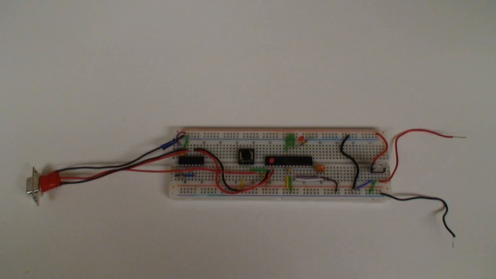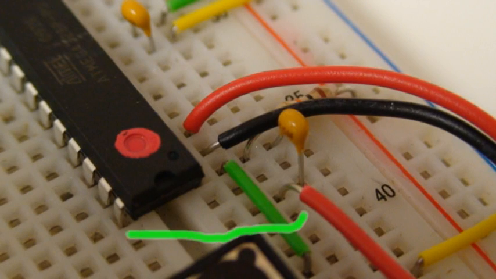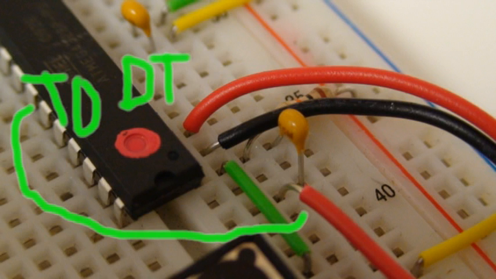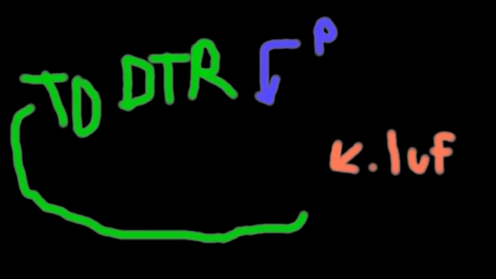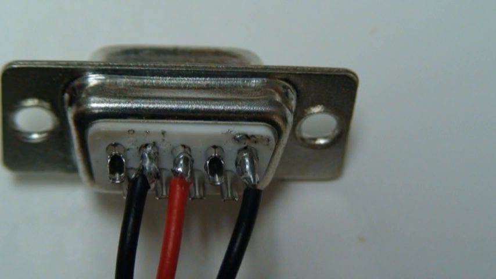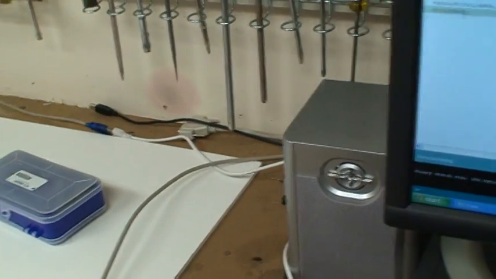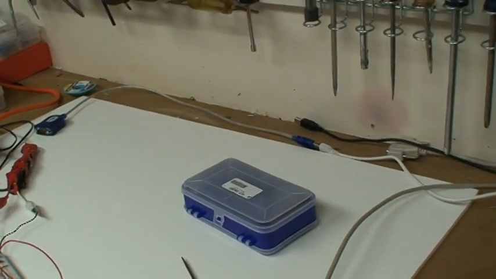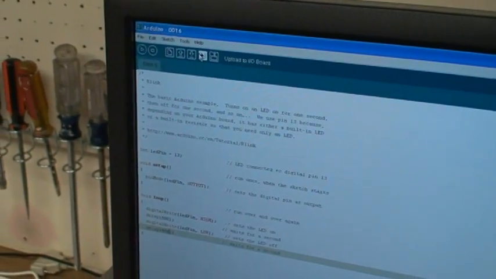Here's the board with the DTR auto reset pin installed. Here it is close up. That's the pinout. It's basically the DTR pin and a 0.1 uF capacitor. And the pin in between the black and red cable is the DTR. I'm going to change the delay on this code to 500. Right. So it's ready to go. I just have to click upload.